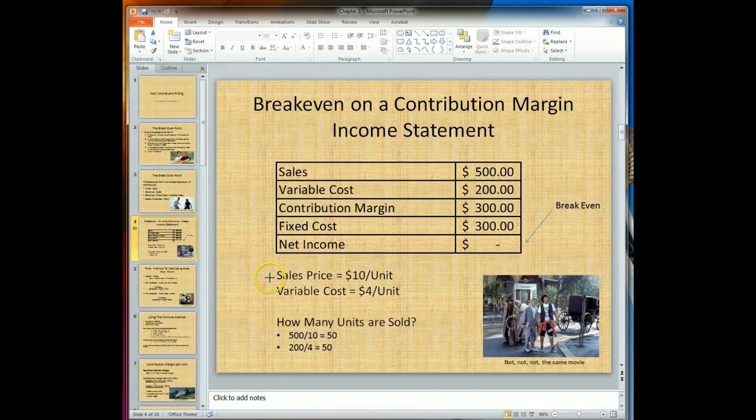And let's take an example here. Let's say the sales price is $10 a unit, and we're sitting here at $500 in sales. Your variable costs are $4 a unit. How many units are sold? 50. You take the 500 divided by the 10, or you can take the 200 divided by the 4. Should give you the same number.